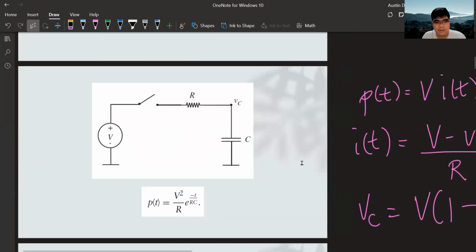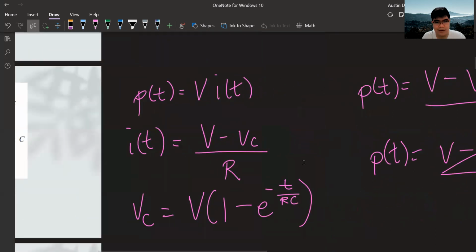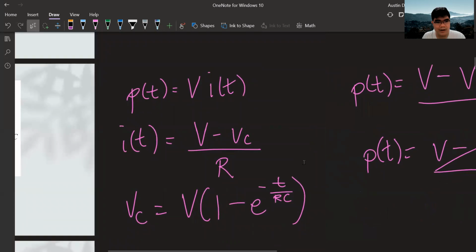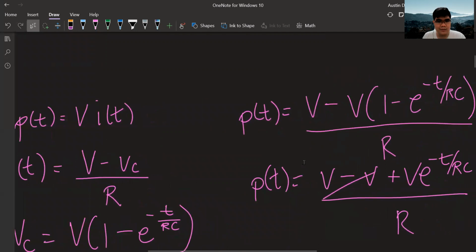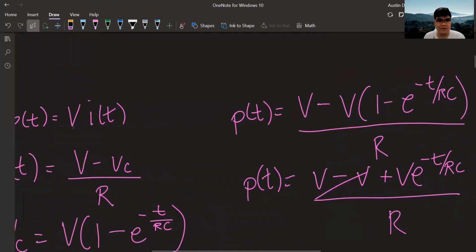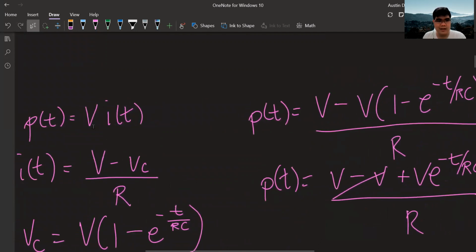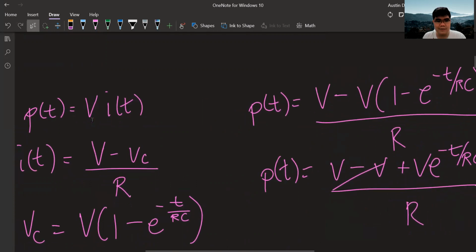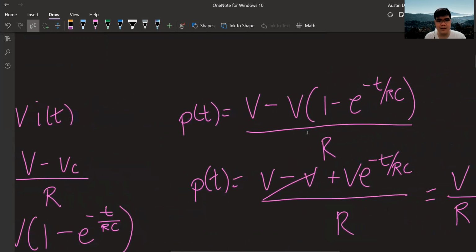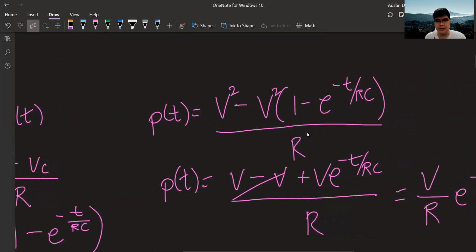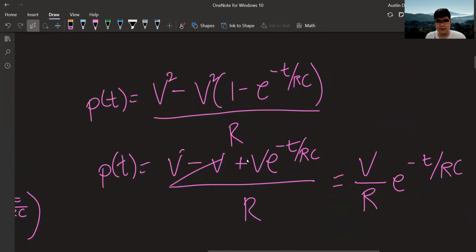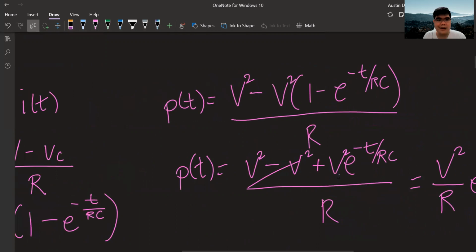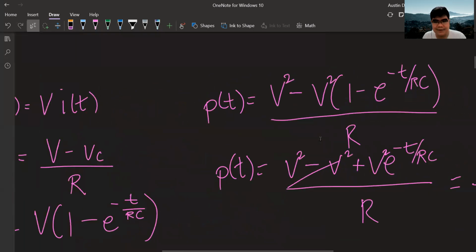Okay, may na-miss tayo somewhere along. Times V pa pala nung everything, no? So, miss out lang natin. Okay, so dapat ito ay V squared. So, this is V squared over R times e raised to negative t over RC. Okay, miss out lang natin yung multiplication ng V.